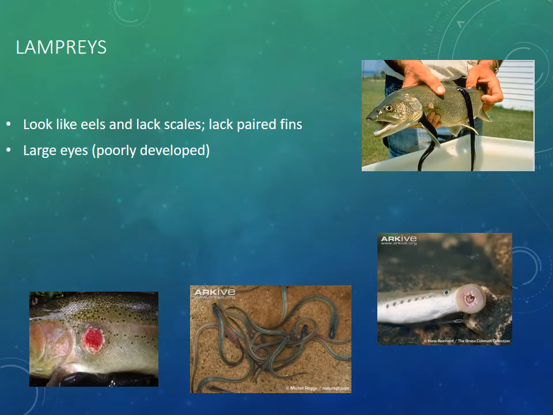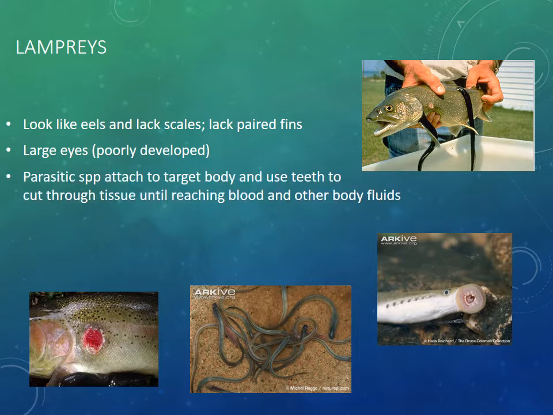Okay. So lampreys kind of have an eel-like appearance to them as well, but again, no scales, no paired fins. They have bigger eyes, but their eyes kind of suck. You know, they're not super fantastic eyes. It's not going to stare you down too much.